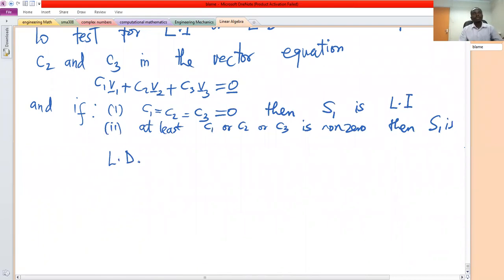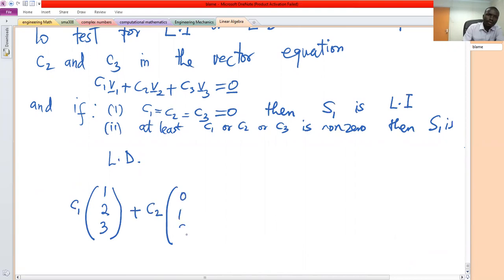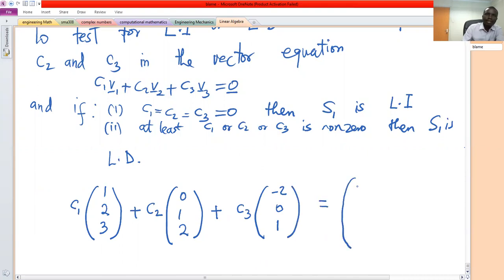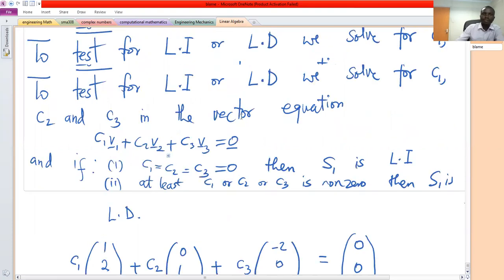S1 is linearly dependent. So that's what you're supposed to do. Now, I'll have C1 times my vector V1, which is (1, 2, 3), plus C2 times my vector V2, which is (0, 1, 2), plus C3 times my vector V3, which is (-2, 0, 1). So this will give me a 0 vector, and because we're dealing with vectors in R3, the 0 vector will be (0, 0, 0). So that's what we have from this vector equation.